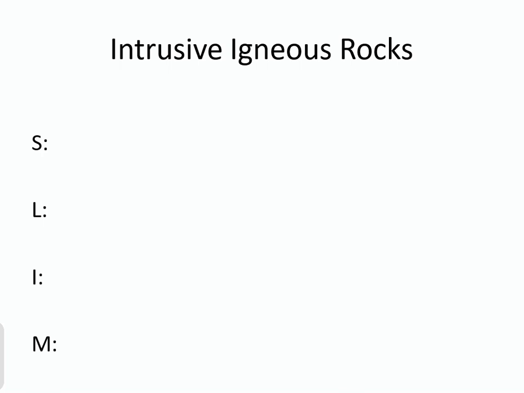SLIM is a great way to get to know this. S, if you would like to write that down, could stand for slow, as in slow cooling. L could stand for large, as in large intergrown crystals. Since the magma cooled slowly over time, it solidified and the crystals got very large. I could stand for intrusive, or rocks that form in the ground or in the crust. And M would stand for magma, as that's the molten material below Earth's surface.